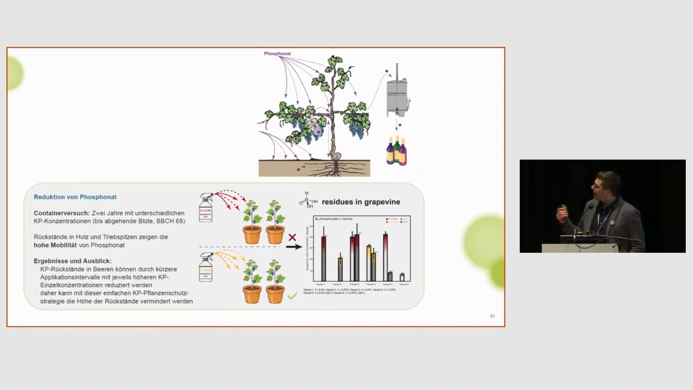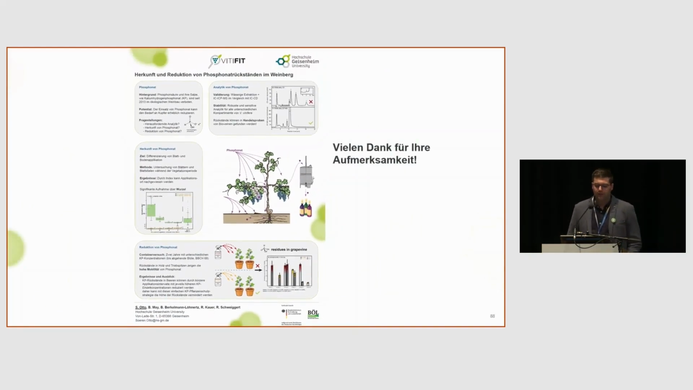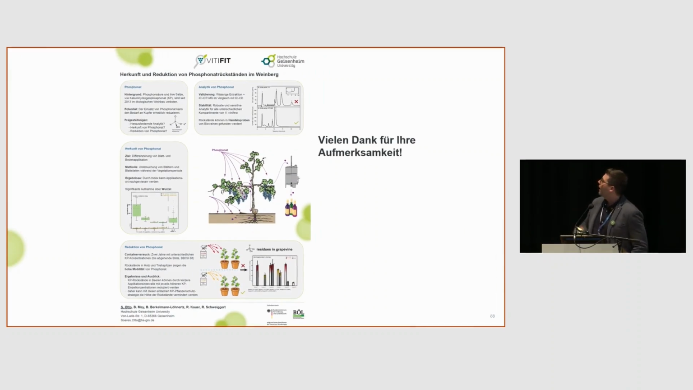And to reduce phosphonate, we carried out a container test, which is only carried out in the model. We will have subsequent tests in the vineyard, but this is what we already know. We have just confirmed what's already known, that BBCH 68 can reduce the residues, and if you use this for longer, you have higher residues, and all of that can also be seen in the vineyard.